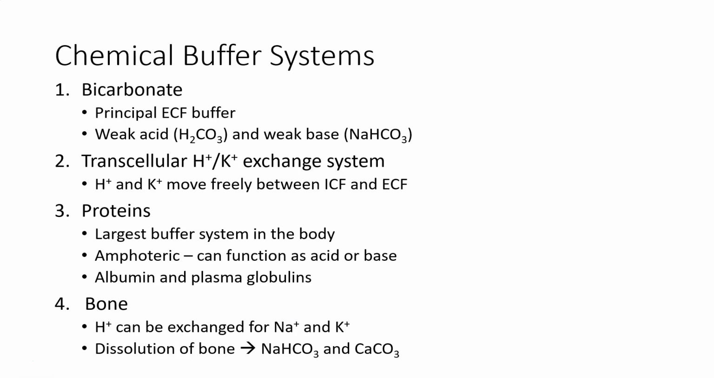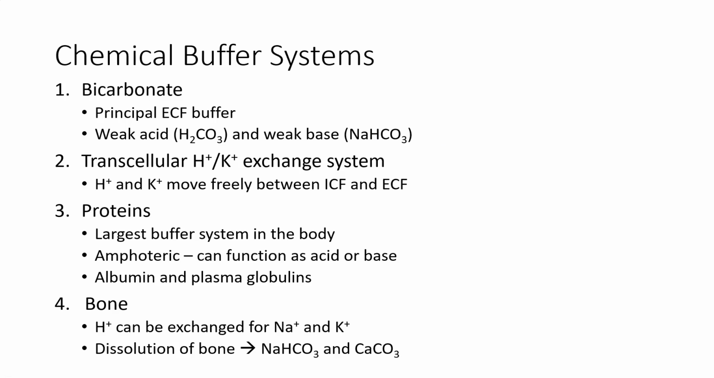So the buffer systems in our body are extremely efficient, and it can take only seconds for chemical buffers to make adjustments to our pH. Our principal extracellular fluid buffer is bicarbonate. Bicarbonate can be in the form of a weak acid or a weak base. And so weak acids and weak bases can capture free ions and prevent significant changes in pH.